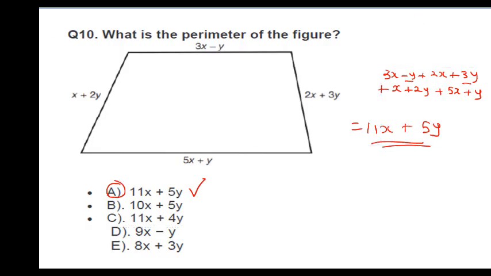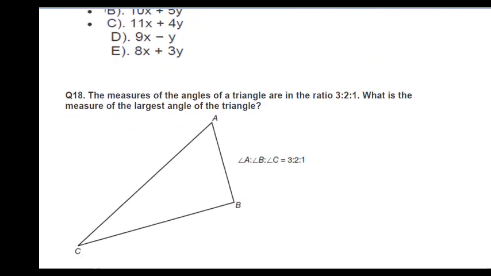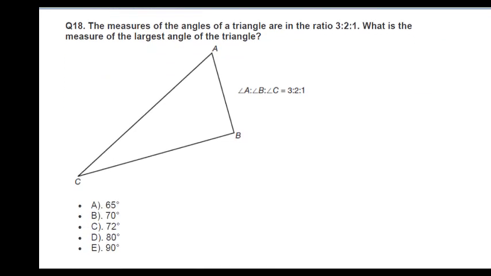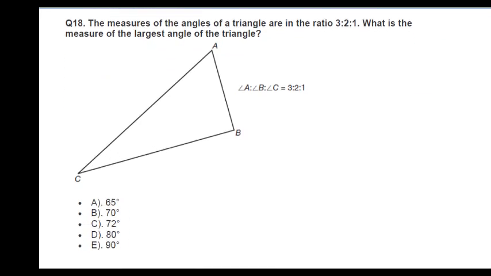Now the next question in this geometry class says, the measure of the angles of a triangle are in the ratio 3:2:1. What's the measure of the largest angle of the triangle? Now, notice the sum of the angles. The measure of the angles are in the ratio of 3:2:1. Every triangle has a total sum of angles of 180.